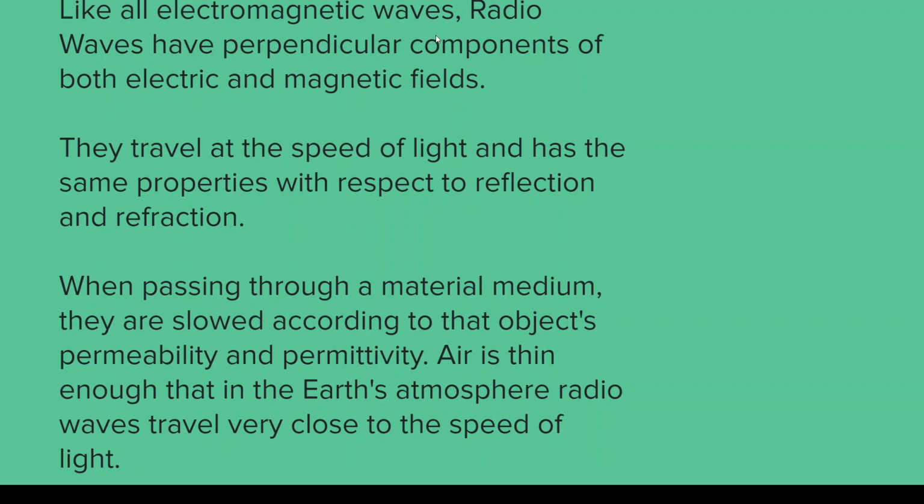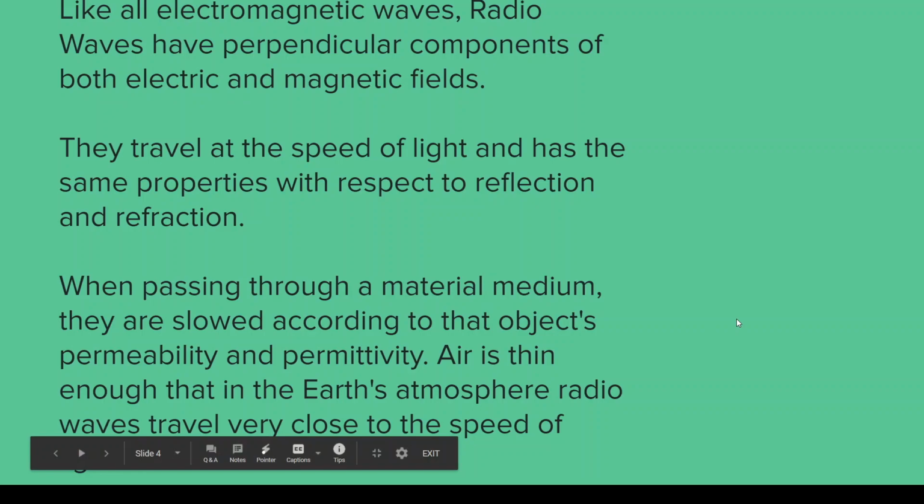And like all electromagnetic waves, radio waves have perpendicular components of both electric and magnetic field. We know that in EM waves, electric fields and magnetic fields travel perpendicular to each other, and radio waves are no different because they are just a part of the electromagnetic spectrum. And of course, they travel at the speed of light and have the same properties with respect to reflection and diffraction. When passing through a material medium, they are slowed down.